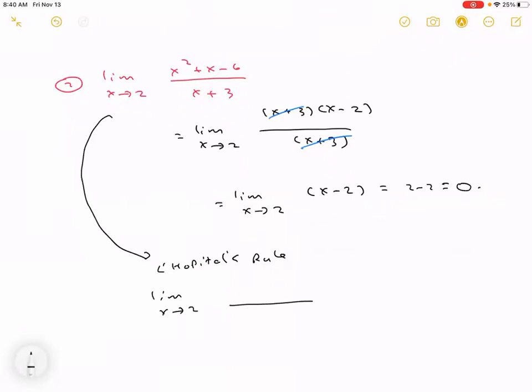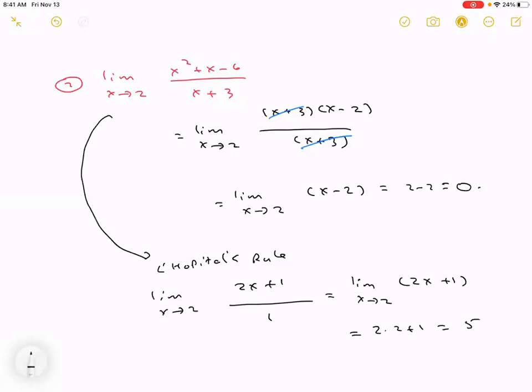Derivative of top, what is that? Guys, 2x plus 1, x plus 1. The derivative of x plus 3 in the bottom is 1, so it is just what? Now, can you plug in 2 for x to find the limit?